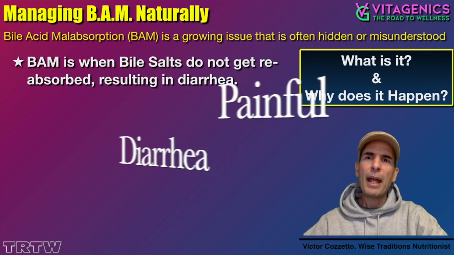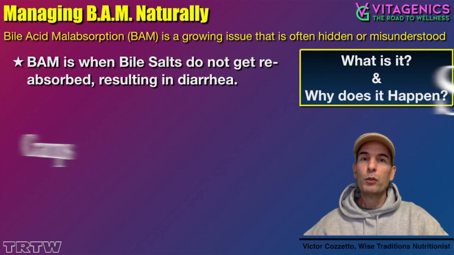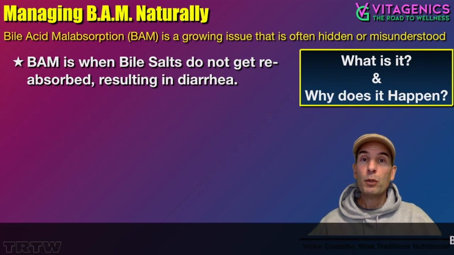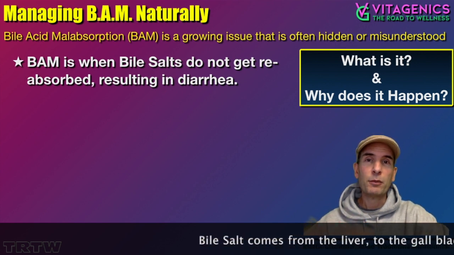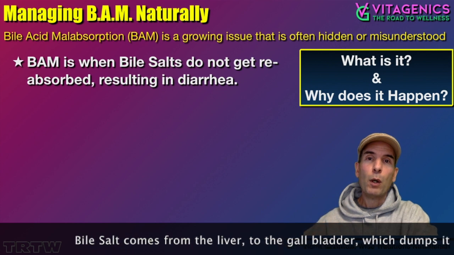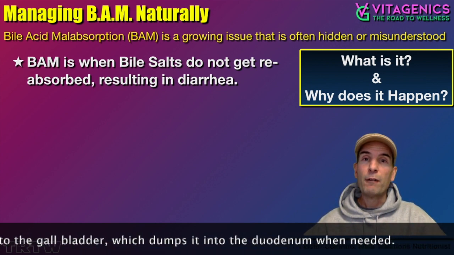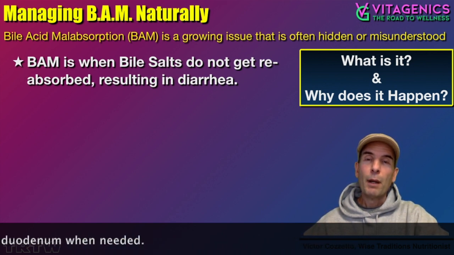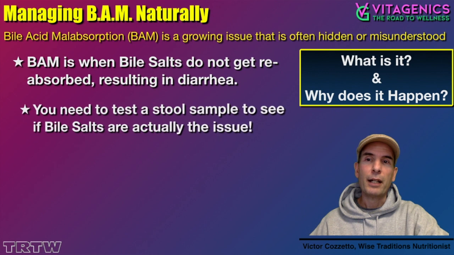So, BAM is when the bile salts do not get reabsorbed, which results in diarrhea. And I say reabsorbed because our body produces bile salts. Gets mixed with the bile, right? It comes from the liver, goes to your gallbladder, and it gets sent into your digestive system to help break down fats. And then it's supposed to get reabsorbed, but it doesn't. Or if it doesn't, then you're going to end up with a problem. You're going to end up with this bad diarrhea.